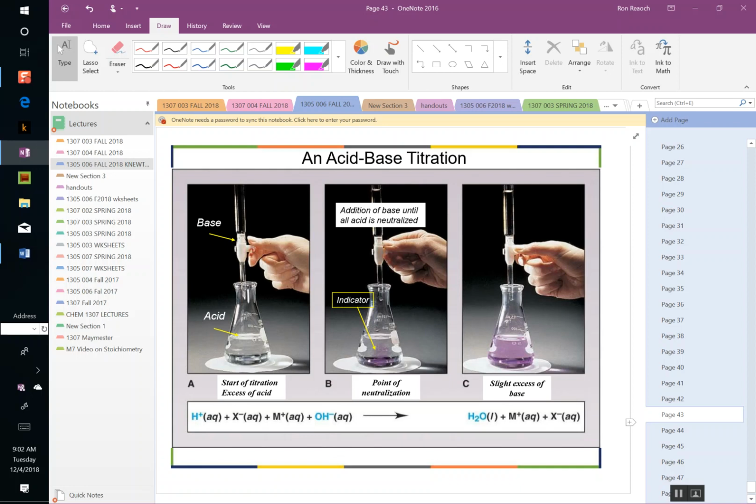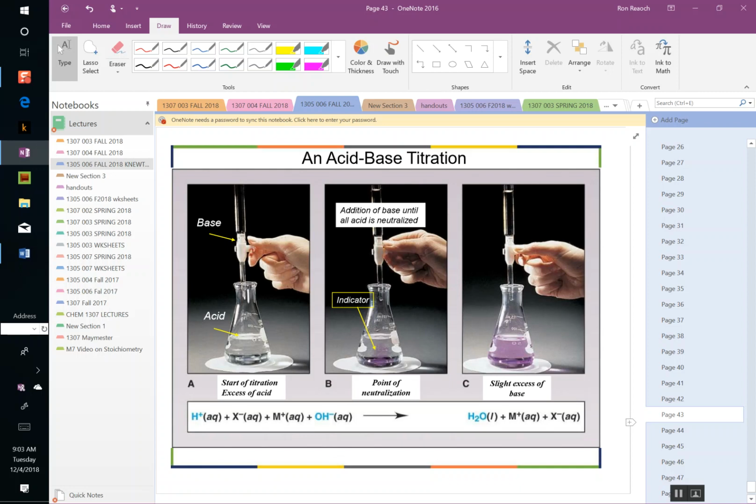Why? Because, just temporarily, right where the base went in, it made that environment right around those drops basic, made the phenolphthalein turn purple, and then the acid came in and re-neutralized it, and it turns clear again. So this keeps happening over and over again until finally you add a drop of base and it turns purple, and the purple doesn't disappear. It stays pinkish purple, and then you know you're at your end point, and that's when you stop.